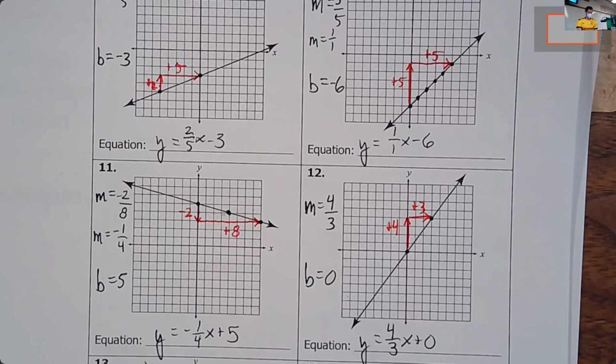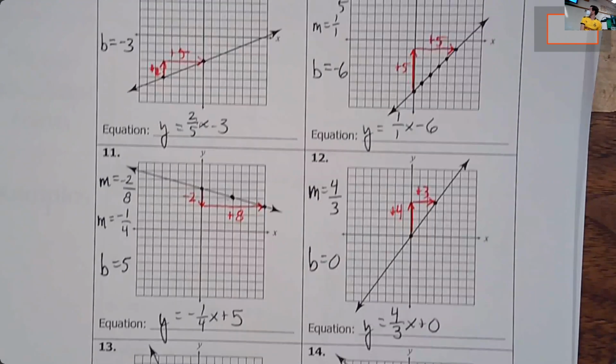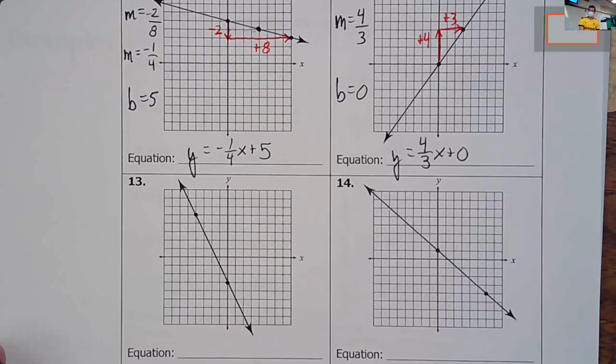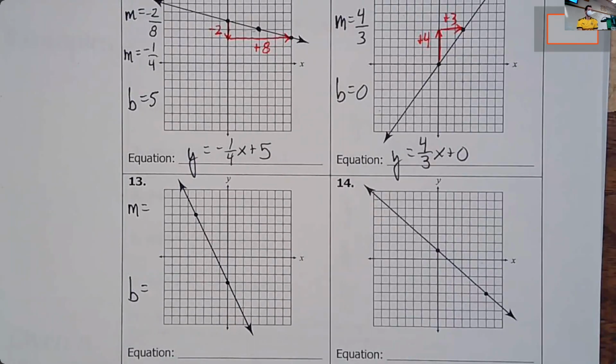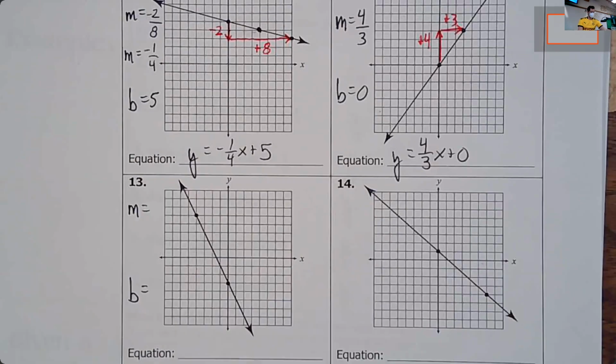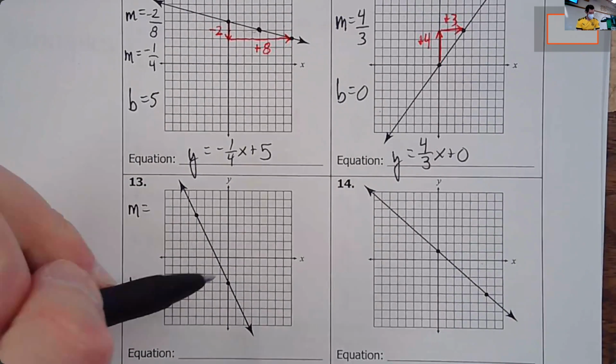Okay, 13. So number 13, do we have a positive slope or a negative slope on number 13? Is this line going up or down? Anybody? I know you know it. We're just tired. I get it. Down. All right. So negative slope. The y-intercept is at 1, 2, -3.